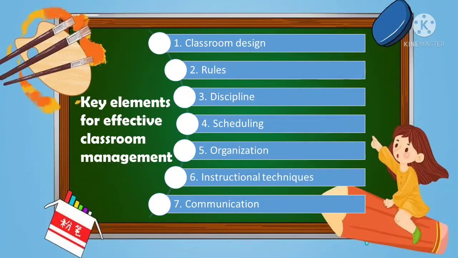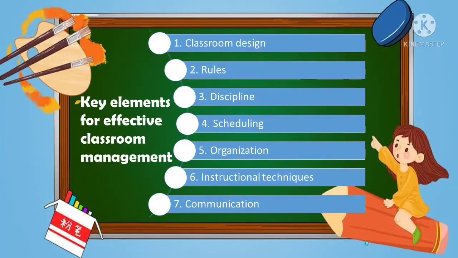And now, I'm discussing the key elements for effective classroom management. The first one is classroom design. A classroom design refers to setting arrangement, bulletin boards, displays, storage area, equipment, supplies, and so on. Number 2 is rules. These are the expectations set at the beginning of the class to foster love, care, respect, and a sense of community in the class.